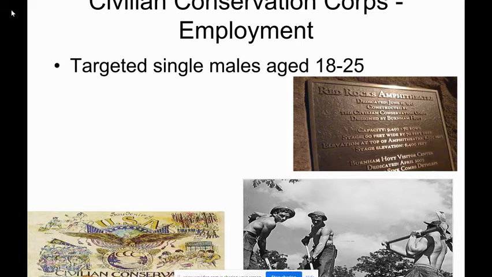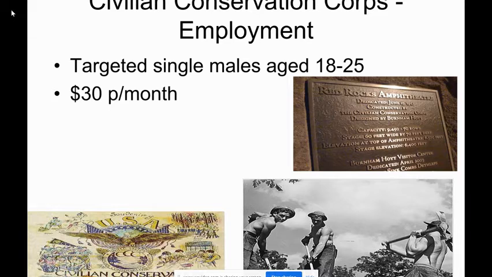And so this targeted single males from age 18 to 25. The idea was that they would do makeshift work, parks, schools, roads. You can see they even did planting of trees and forests. Red Rocks was actually built by the Civilian Conservation Corps. But what they did is they paid these guys $30 a month.